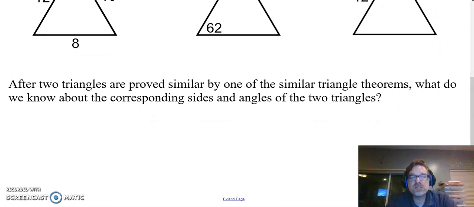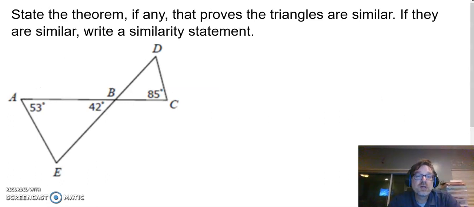And then the next question is, after I prove two triangles are similar with one of the theorems, what do I know about the other sides and angles of these two triangles? What do we know about the sides of similar triangles, and what do we know about the angles of similar triangles?